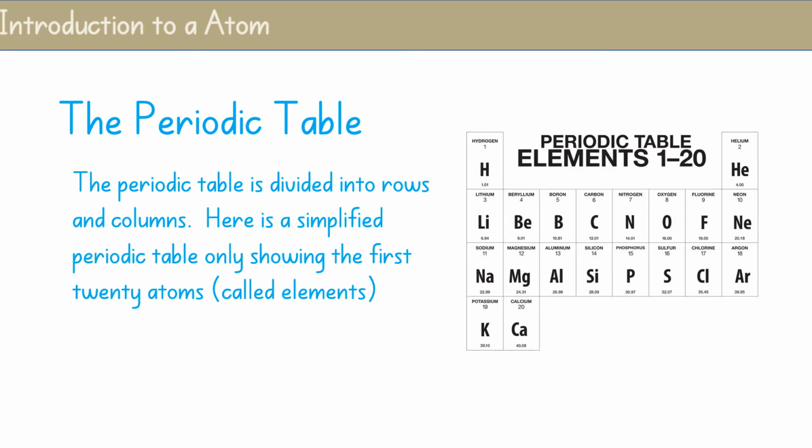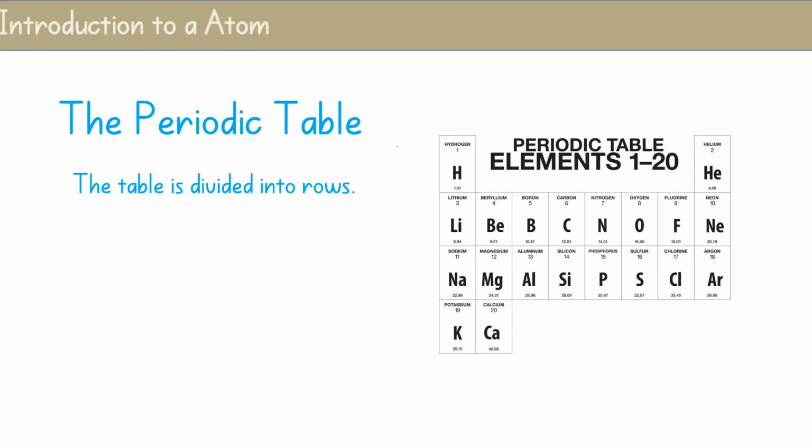The periodic table is divided into rows and columns. Here is a simplified periodic table only showing the first 20 atoms, called elements. Now, let's take a closer look.